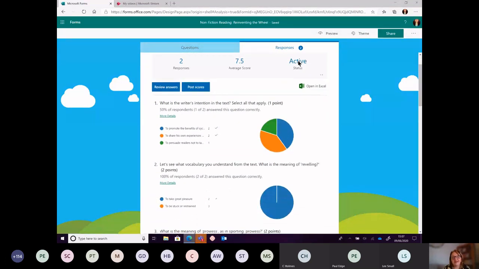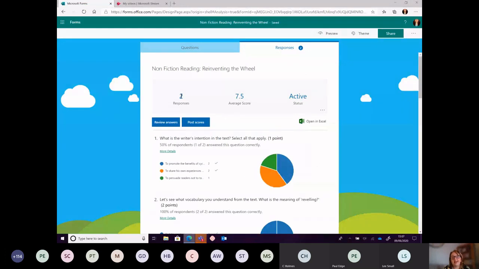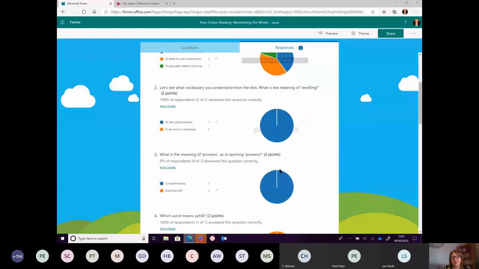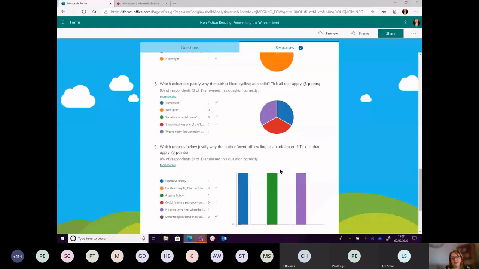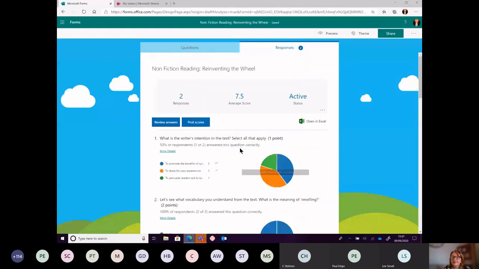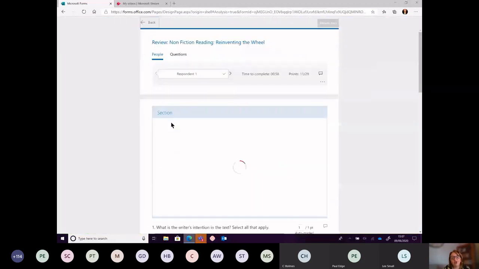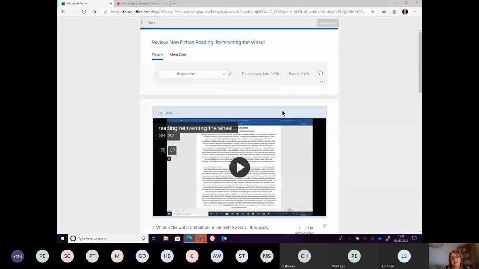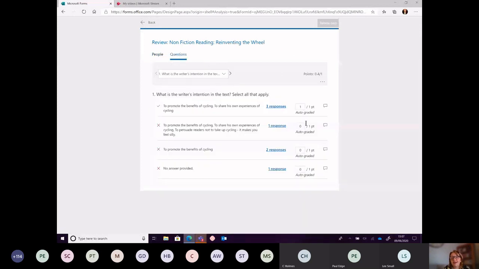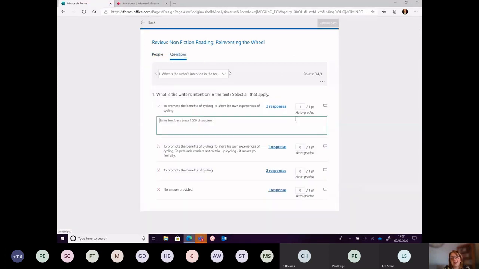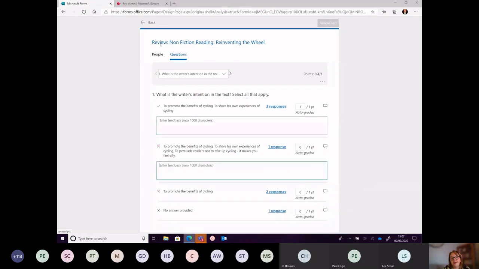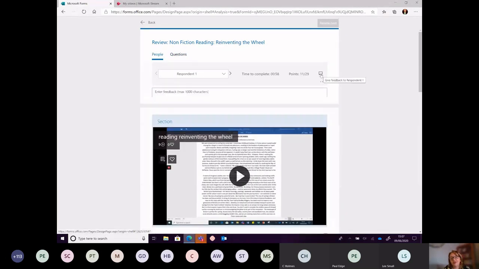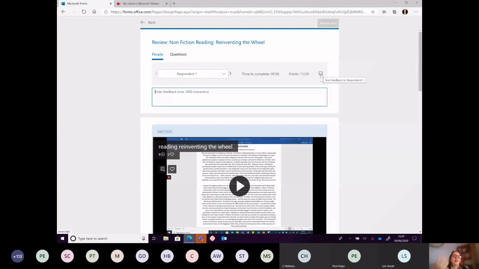So as you can see here, a couple of responses have come in. This is really quick and easy. It tells you how many people have responded and what the average score was. You can see a visual of pie charts in terms of where your strengths and weaknesses within that class perhaps lie. You can also go on to review answers. Once you're reviewing the answers, you can either do it by people, or you can do it by question, and you can give personal feedback in there. Again within people, you can also give those people their own personal feedback as well.